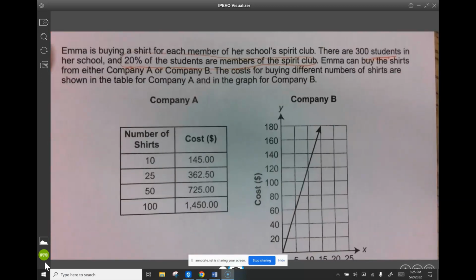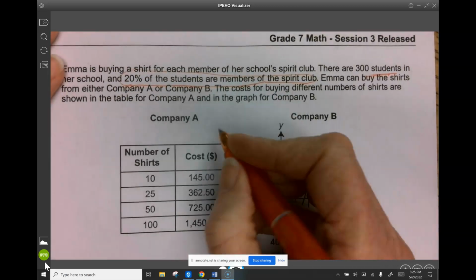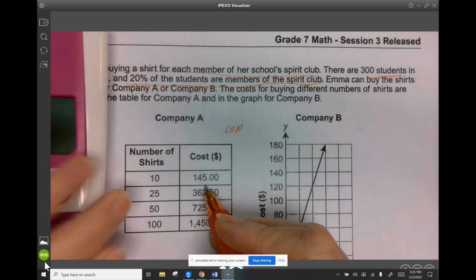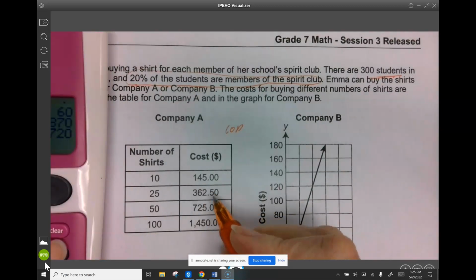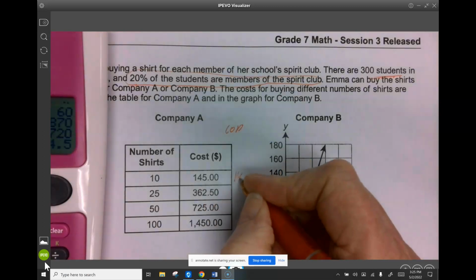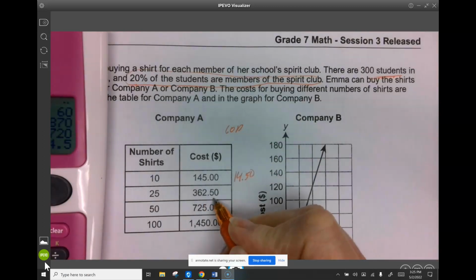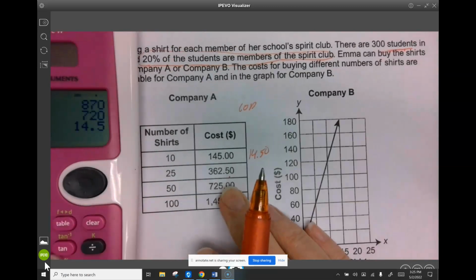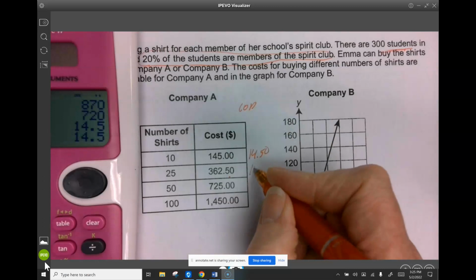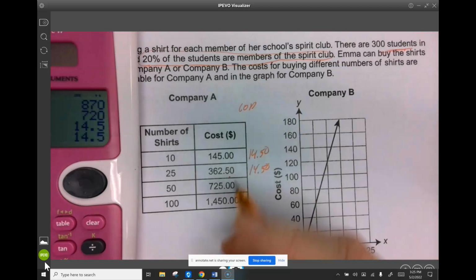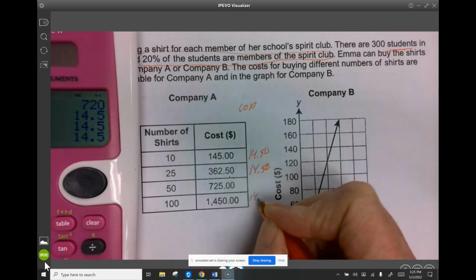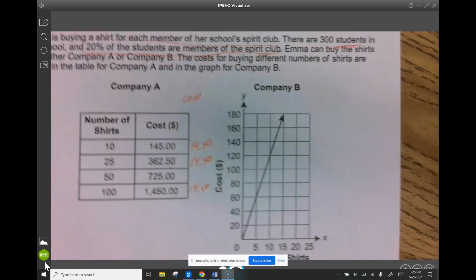Okay. So we know that whenever we have a table, one of the first things we're going to do is find a constant of proportionality. So we're going to take 145 and see if this is constant. 145 divided by 10, 14.50. And then we're going to do the next one, 362.5 divided by 25. And we get 14.5. Okay, so I always just check. I'm going to check this one, 1450 divided by 100. Also gives me 14.5. So that is our constant of proportionality.